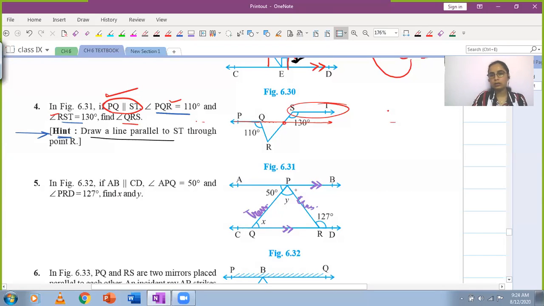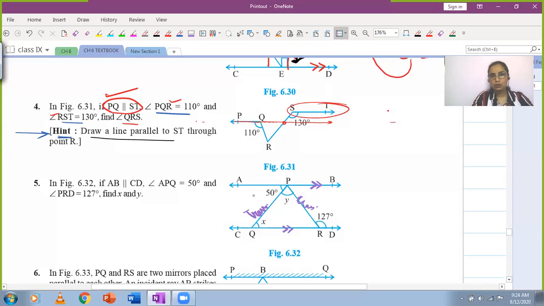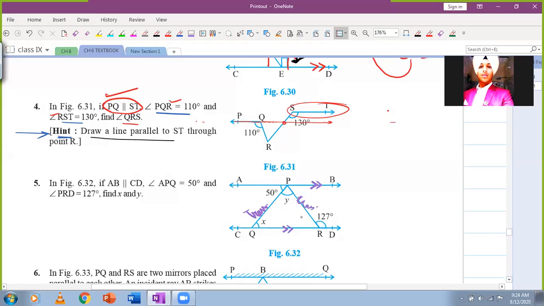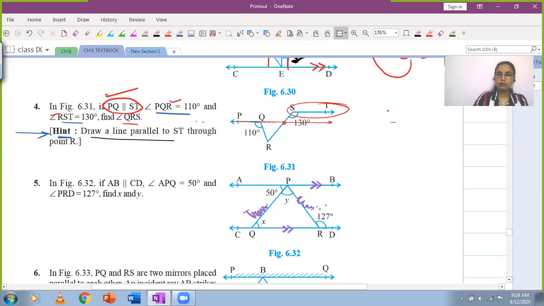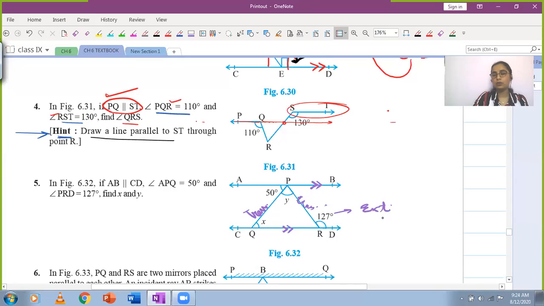So imagine the figure with one transversal at a time and then try to find out x and y. You have been given two angles here: 50 degrees, which is angle APQ, and 127, which is the exterior angle of this triangle PQR, angle PRD. How would you do it? Sum of opposite interior angles is equal to the exterior angle. So 127 is equal to angle P plus angle Q. This is the exterior angle of the triangle. Its value will be equal to x plus y, right?